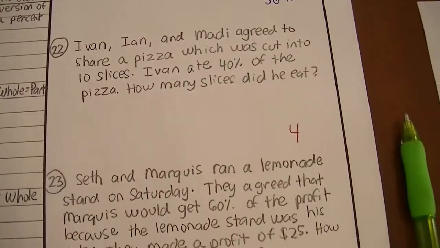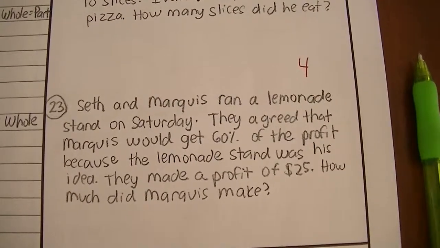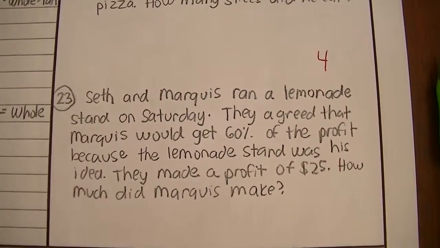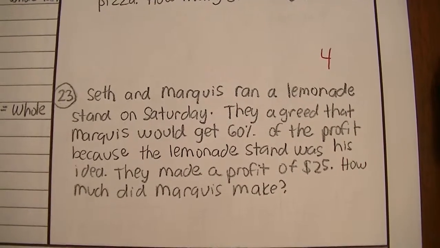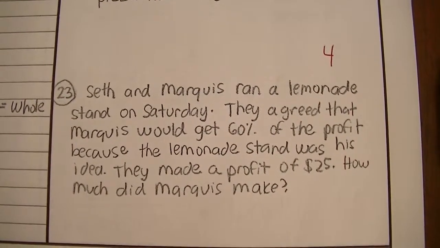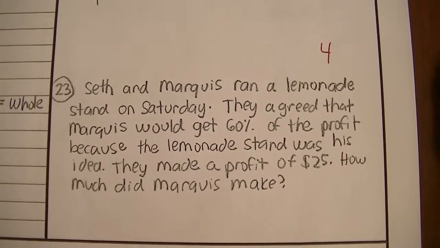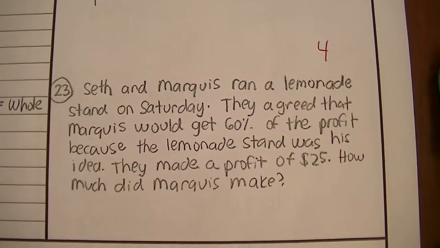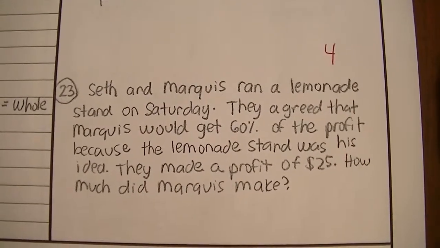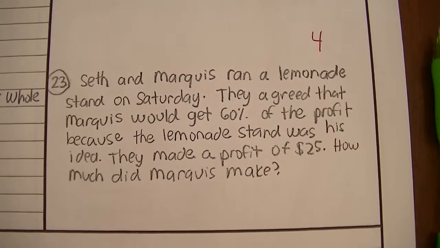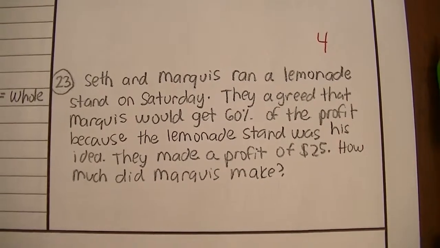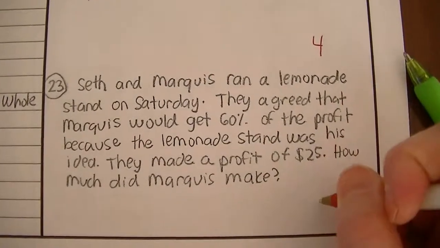Okay, number 23. Seth and Marquise ran a lemonade stand on Saturday. They agreed that Marquise would get 60% of the profit because the lemonade stand was his idea. They made a profit of $25. How much did Marquise make? So in this one, you are also solving for a part, and what you need to do is find the part to where you would get the answer of $15.